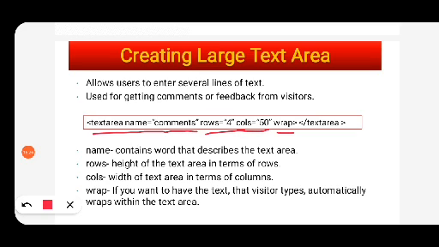Let us understand these words. Name will contain the word that describes the text area, that is, why this text area has been used. Since this text area will be used for comments, we have written comments. If you want feedback, you will write feedback. If you want a review, you will write review, depending upon it. Then rows will specify the height of the text area in terms of rows. Then cols will specify the width of the area in terms of columns.